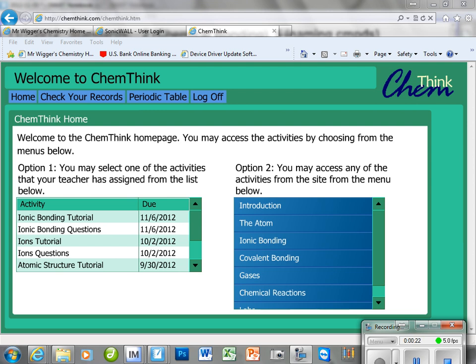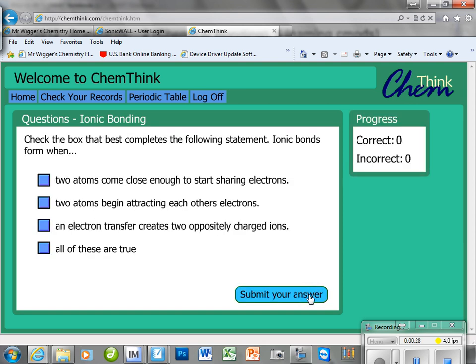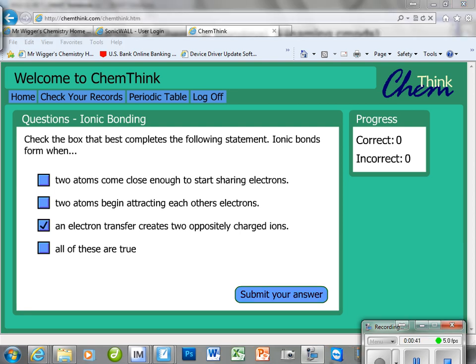This is your starting screen, and I'm going to click on ionic bonding questions, and you've read this screen before, so you don't need me to go through that. Now, check the box that best completes the following statement. Ionic bonds form when? Okay, so they form when an electron transfer creates two oppositely charged ions. Now, what's wrong with the other two?